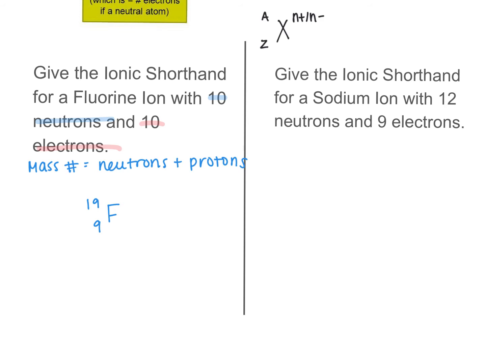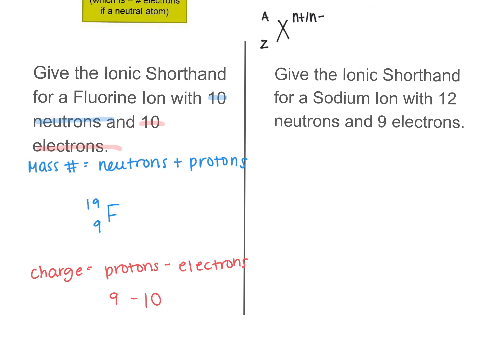Now here's where it becomes a little bit finicky. Now I have my charge. So what I need to do is I need to figure out the overall charge of my fluorine ion. To do this, I'm going to do charge is equal to protons minus electrons. So I'm going to do my 9 minus 10.